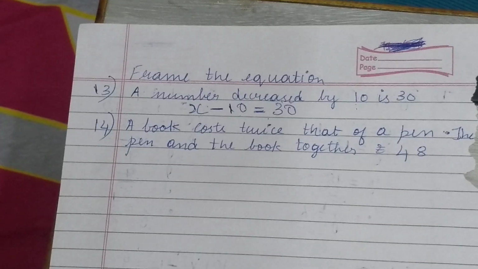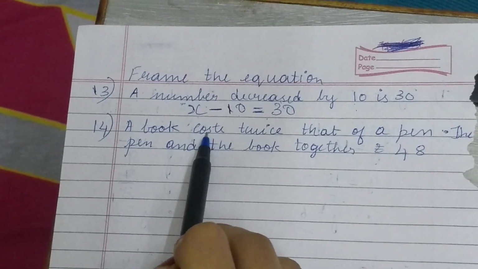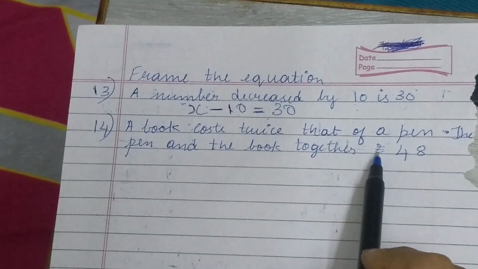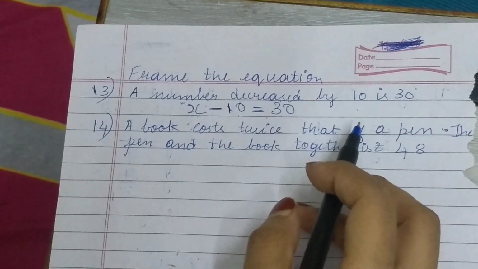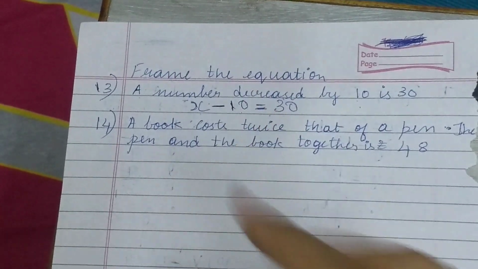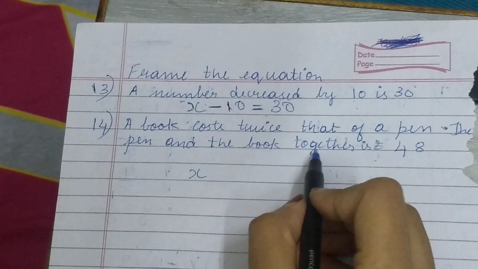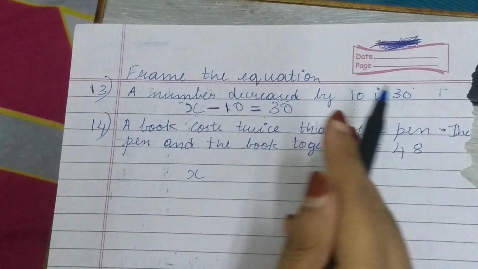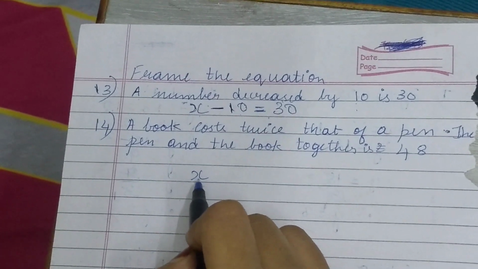See, this is another question. A book costs twice that of a pen. The pen and the book together is rupees 48. Twice that of a pen means first we have to find one pen, so we'll assume one pen as x here. A book costs twice that of a pen, so first you find the value of one pen, that is x.